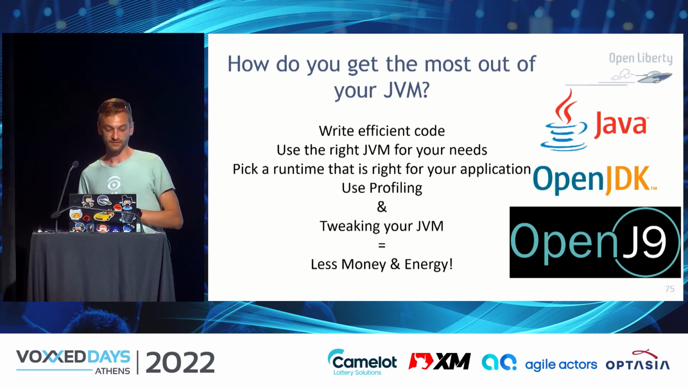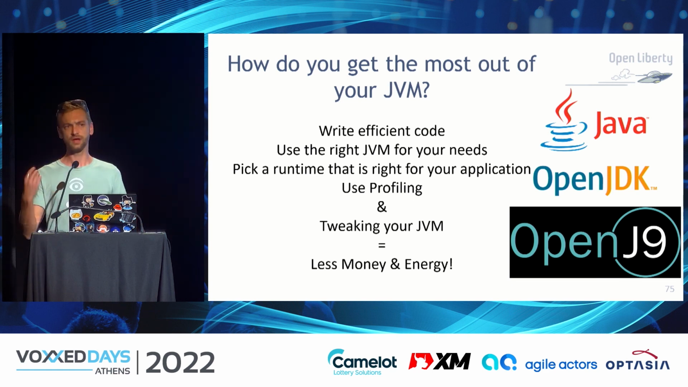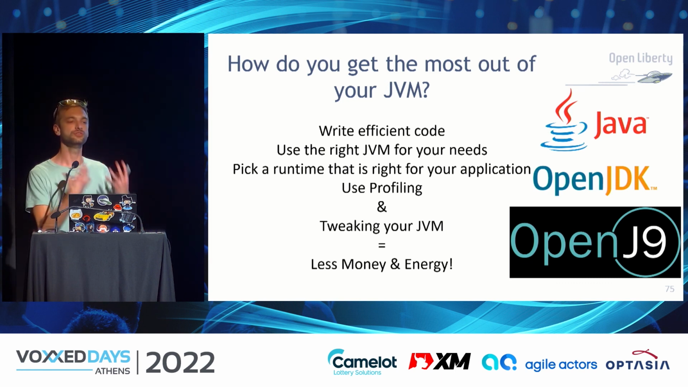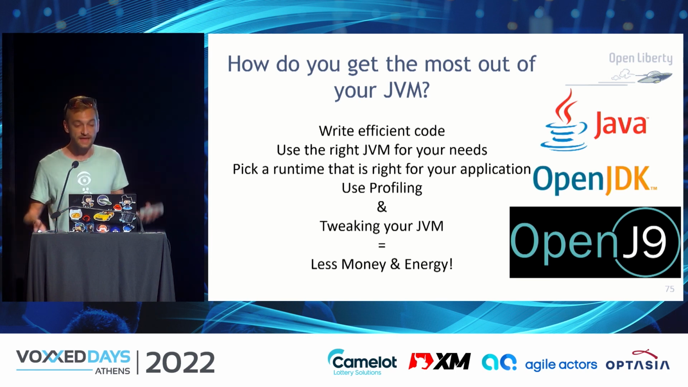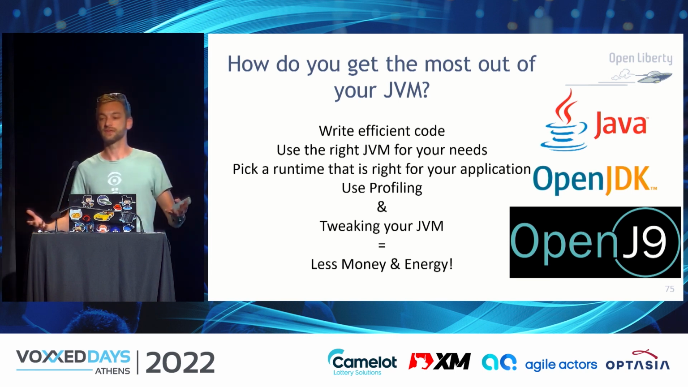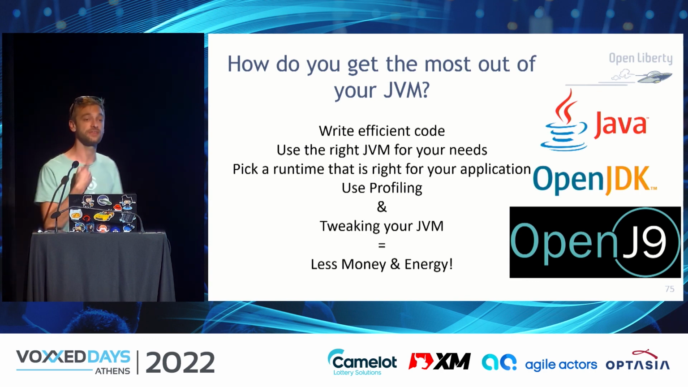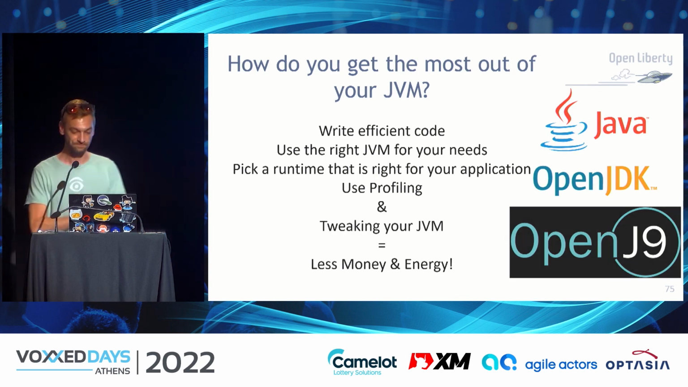And then use things like profiling, etc., and look at the options of tweaking your JVM. Look at the JVM you're using, look at the functionality it has, and see how you can use that functionality to get the best performance out of your applications. And again, the less money we spend on the cloud, something to think about, the less energy we're using. So try to save as much energy as possible.